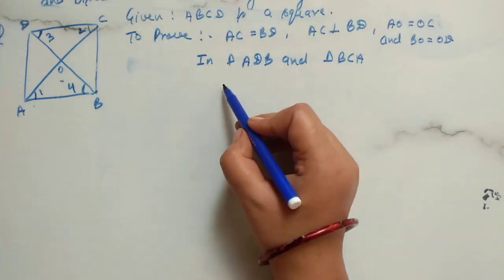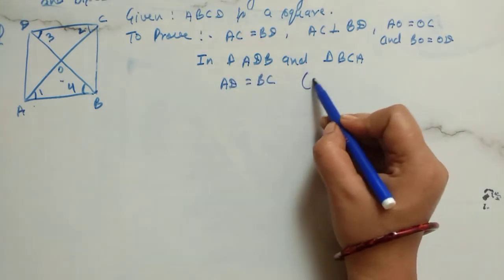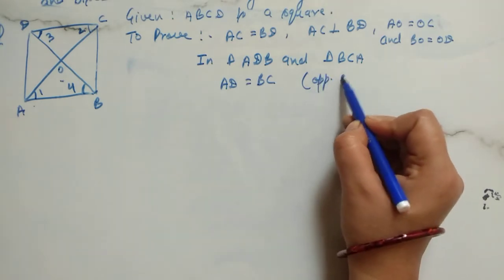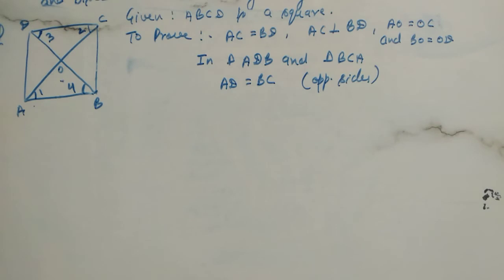In these two triangles we have AD is equal to BC, the reason is opposite sides. Then we have angle BAD is equal to angle ABC.